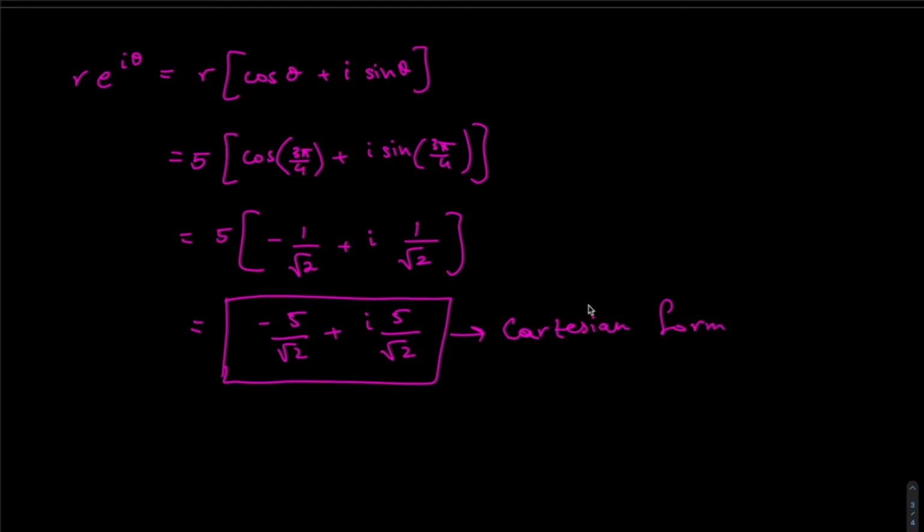And when you're working backwards, say from Cartesian to Euler form, what you do is you find the modulus, and then you find the argument, and then you just write it here, because you just need the modulus and the argument. It's as simple as that. Let's look at a few more simple example questions, then we'll look at a little bit more complicated questions.